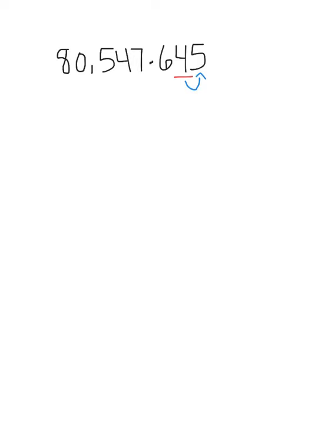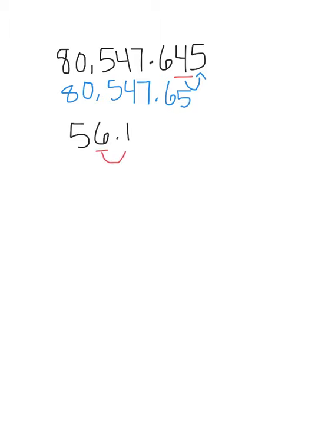So if I'm going to round it, I'm going to keep the whole number. So we have 80,547 and 65 hundredths because that 4 is going to go up to a 5. All right, let's look at number 4. So number 4, we have 56 and 1/10. And we're rounding the 6, which is in the ones place. So I'm going to look over to the right. And since the number is less than 5, it's just going to round to 56.